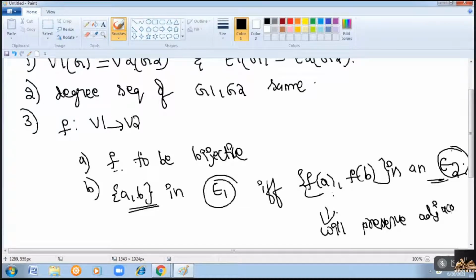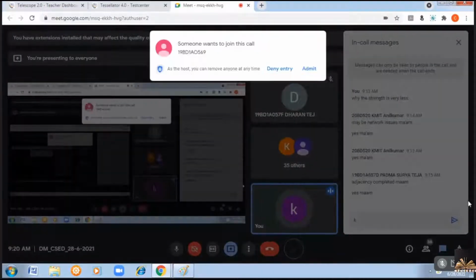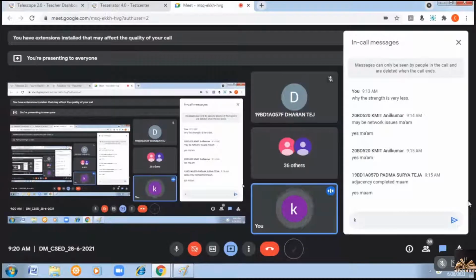So first condition is the number of vertices and the number of edges should be the same. Next condition is the degree sequence should be the same. Next, you have to develop a function f from V1 to V2 such that the degree sequence is preserved. The function should be a bijective function and the degree sequence should also be preserved. Clear? What is this degree sequence? How to know whether the adjacency is preserved or not? All those we'll see with an example, right? So these are the conditions to be satisfied.